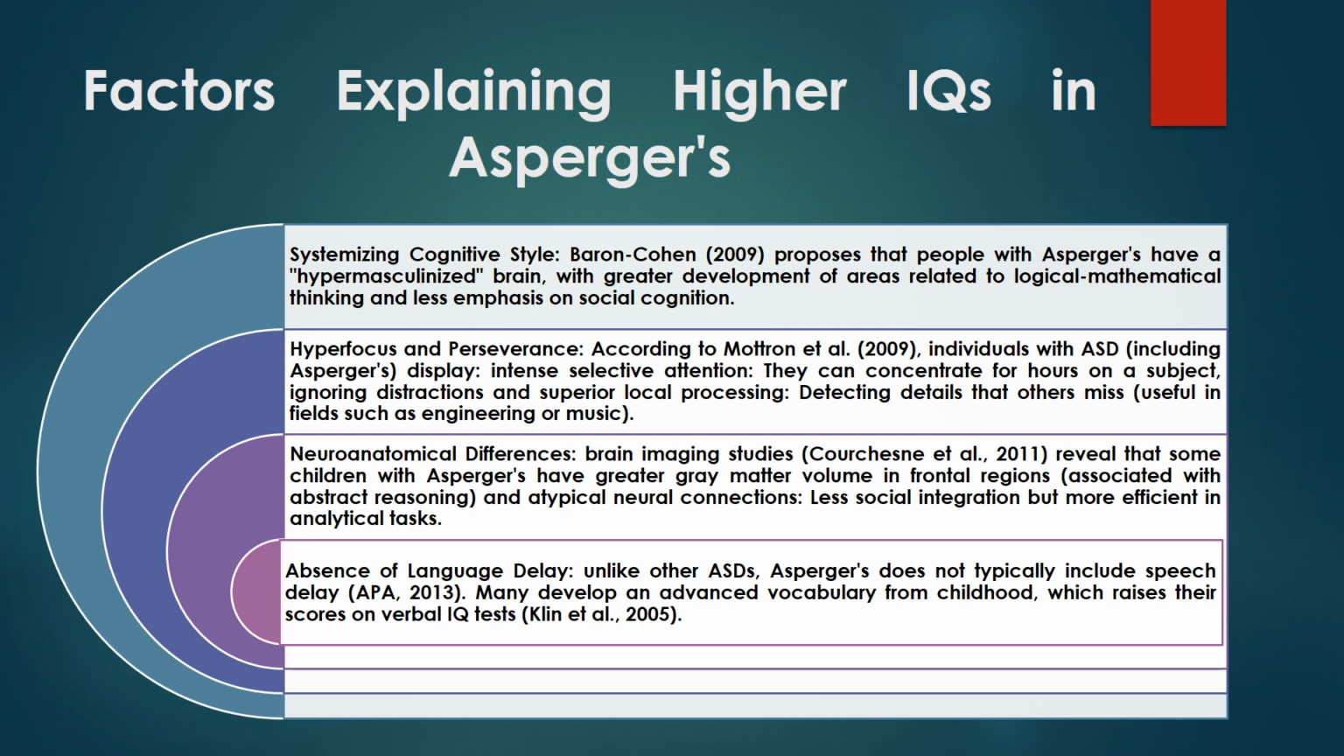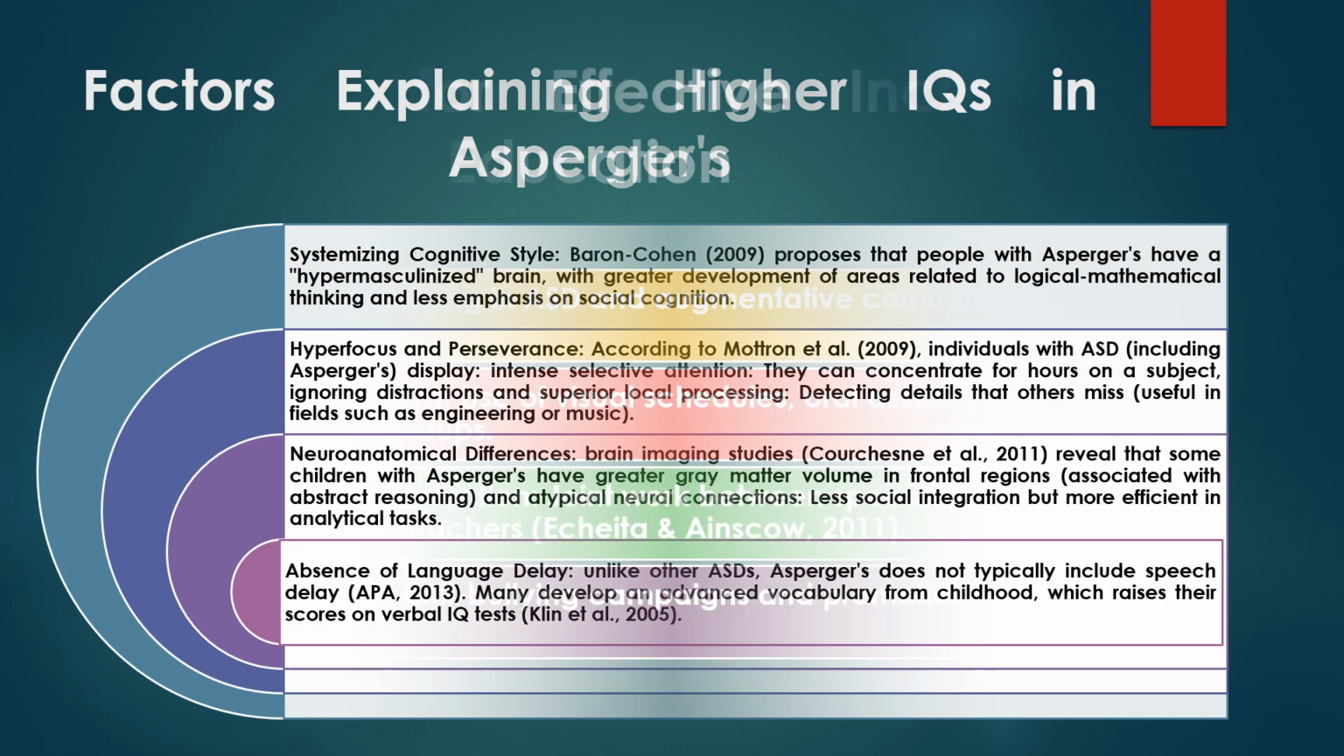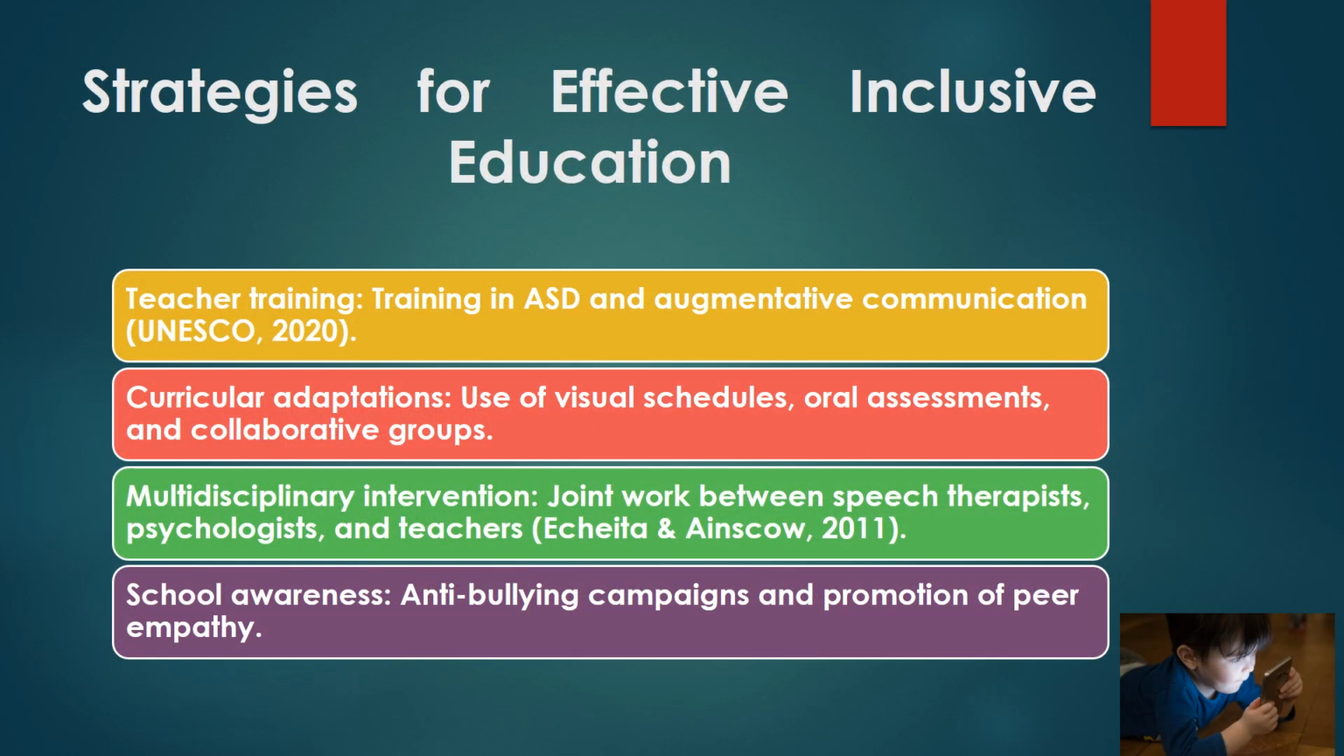hyperfocus and perseverance. According to Mottron, individuals with ASD, including Asperger, display intense selective attention. They can concentrate for hours on a subject, ignoring distractions, with superior local processing, detecting details that others miss, useful in fields such as engineering or music. Third, neuroanatomical differences. Brain imaging studies reveal that some children with Asperger have greater gray matter volume in the frontal region and atypical neural connections, less social integration, but more efficiency in analytical tasks.